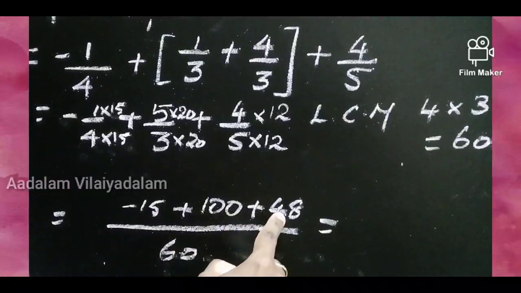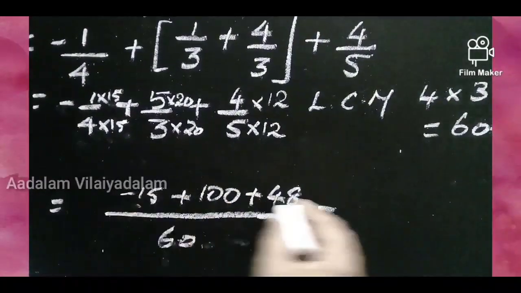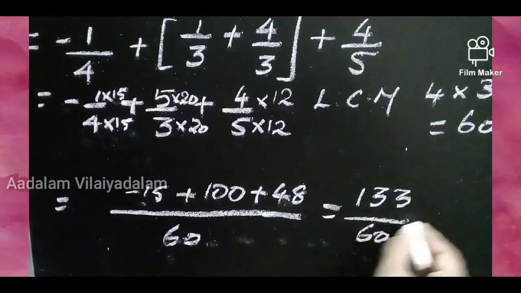The denominator is common, 60. So 100 plus 48, what is the answer? 148. 148 minus 15 is 133, divided by 60. So this is the answer.